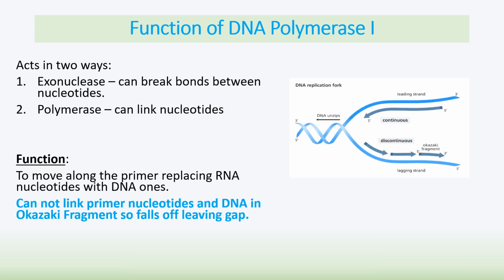Okay, so DNA polymerase 1 has 2 jobs as an exonuclease, which means it breaks down bonds in nucleotides, but it also has a job of a polymerase linking nucleotides together. Its job is it will move along the primer, replacing the RNA nucleotides with DNA ones. So it replaces the primer that starts off the strand with DNA ones. As it moves along, it can't move along the lagging strand from Okazaki fragment to Okazaki fragment. So it will fall off in the gap, and then the next enzyme then joins those gaps together, which is called DNA ligase.